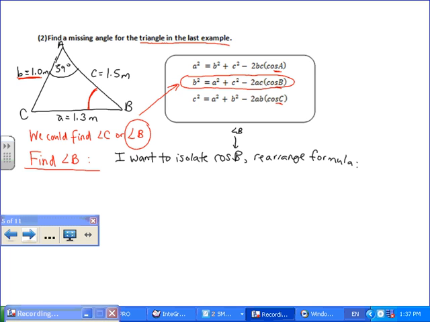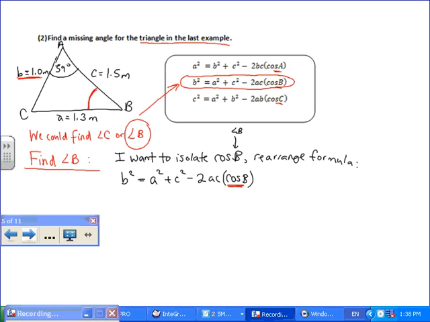So here's what I've got. B squared is equal to A squared plus C squared minus 2AC times the cos of B. And what I want to do here is rearrange and just isolate this on its own. So the first thing I need to do is move the A squared and the C squared over to the other side.